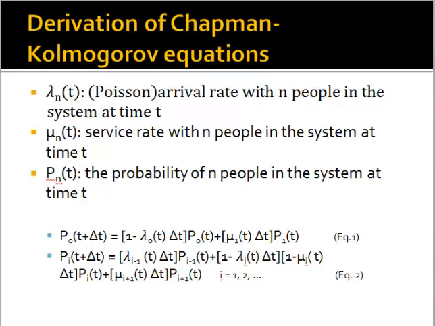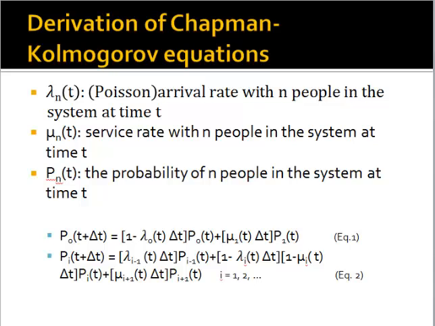So now let's discuss how to mathematically model a queuing system. We'll start by beginning to derive the Chapman-Kolmogorov equations. We'll start by going over some of the notation we need. Lambda n of t is the Poisson arrival rate with n people in the system at time t. Mu n of t is the service rate with n people in the system at time t. And p n of t is the probability of n people being in the system at time t.